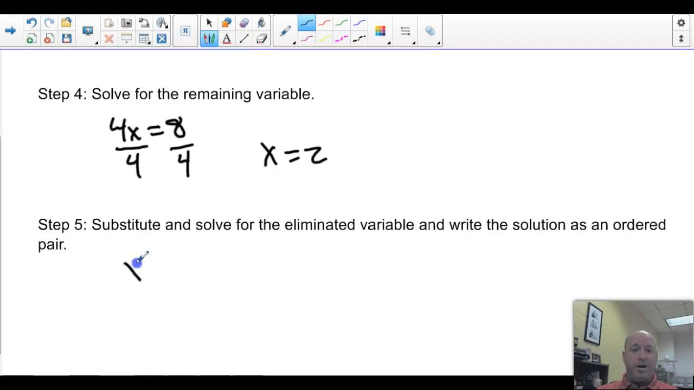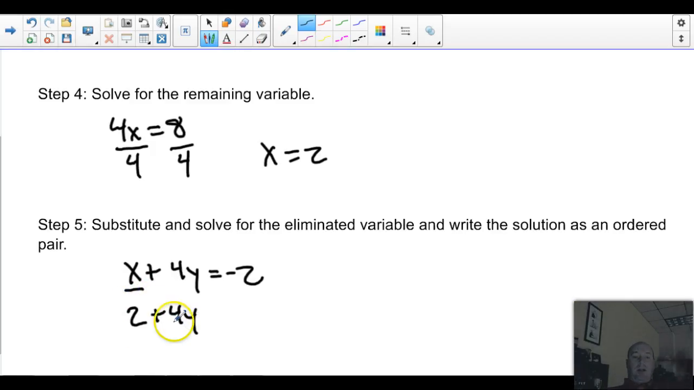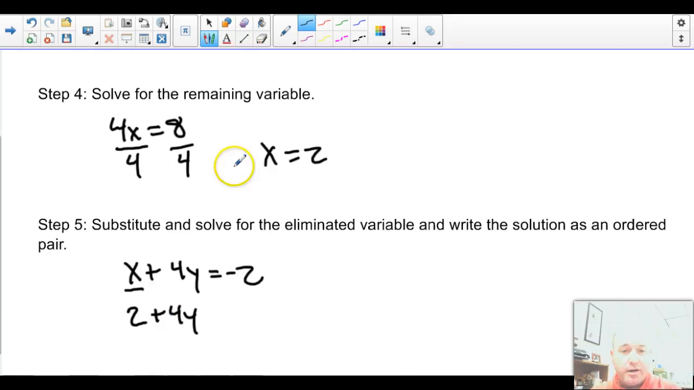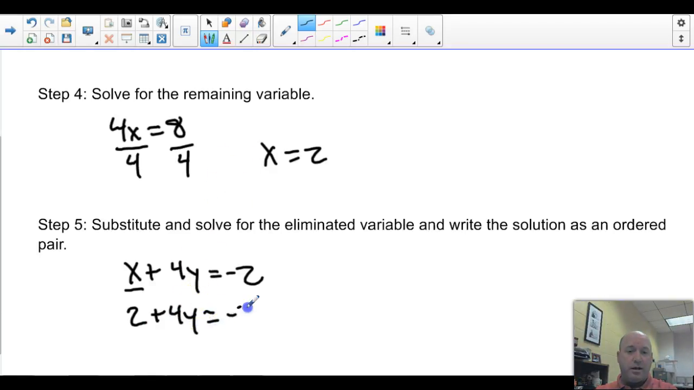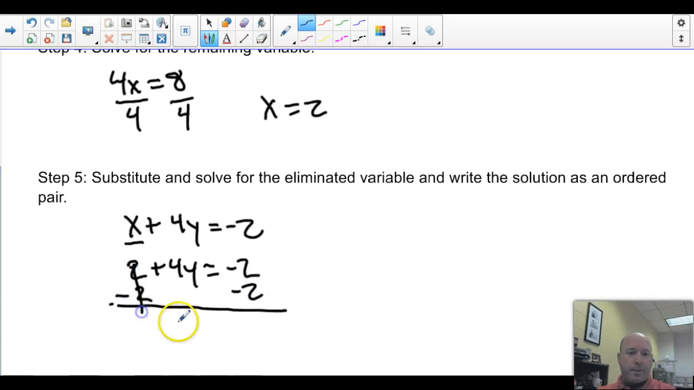And I'm going to go back to equation 2 in the original, which was x plus 4y equals negative 2. And I'm going to substitute this 2 for x. So this 2 goes in place of this x, see that? 2 plus 4y equals negative 2. Now I'm just solving this equation. I'm going to subtract 2 from both sides. Okay? I get 4y equals negative 4, divide by the 4, and y equals negative 1.